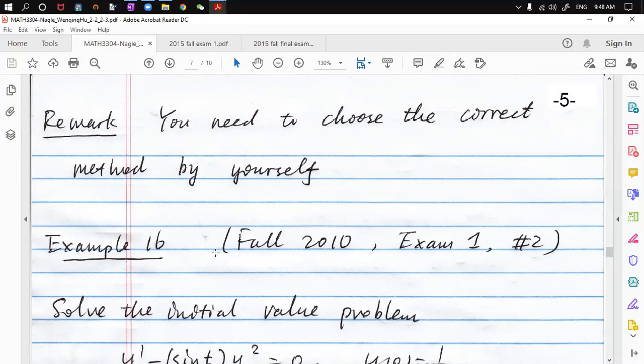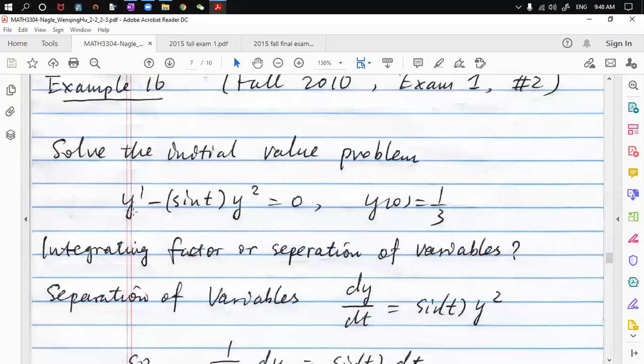Okay, so let's just take the last 2 minutes to look at this problem. It was also from one of the previous year's exams. It says y prime minus sine t times y squared is 0, with an initial condition. Is this problem a linear equation? Can anybody quickly answer me before we finish today's lecture? Is this a linear equation? How do you think?